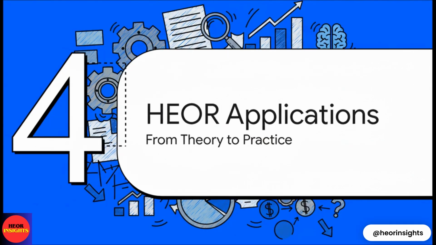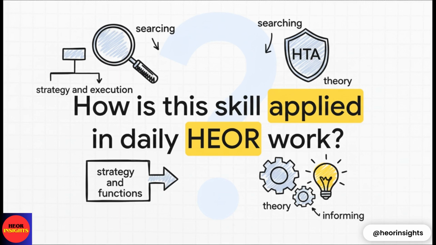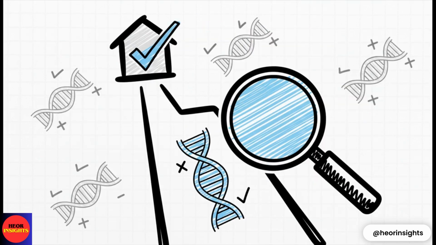So that's the theory. Section 4 is all about how this actually gets used in the day-to-day world of HEOR. This isn't just an academic exercise. HTA searching is a core competency that directly informs strategy and execution in HEOR. Let's look at a few examples. First up is feasibility assessment. Let's say you're working on a new gene therapy and you want to model a lifetime cure. Before you spend months building that model, you do an HTA search to see if any agency has accepted that kind of assumption before. If it's been rejected in the past, you already know you need a backup plan.